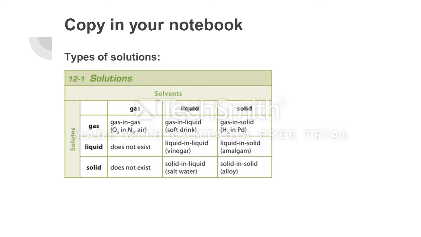We have the example of air. Air is a gas and gas solution. The air we breathe is a mixture, a homogeneous mixture because we cannot see the components, and it's also a solution.